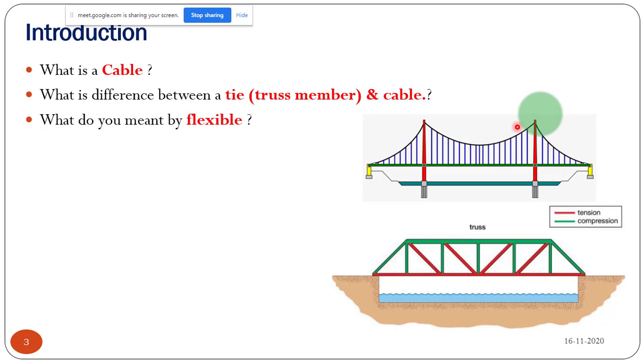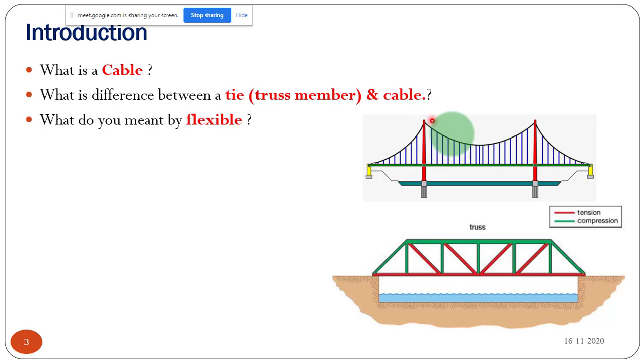So the main difference is, when you look at the cable, that member is very flexible. If you change the loading, it is something like a rope. If you keep a rope at two ends, you just fix it, and if you keep some weight, you may see that it will change its profile. It may sag. So both are tension members only, but the cable is very flexible.